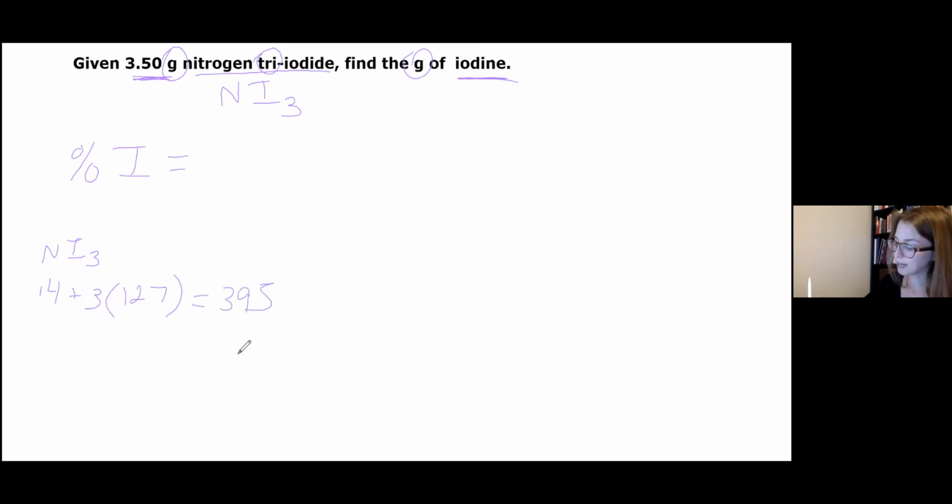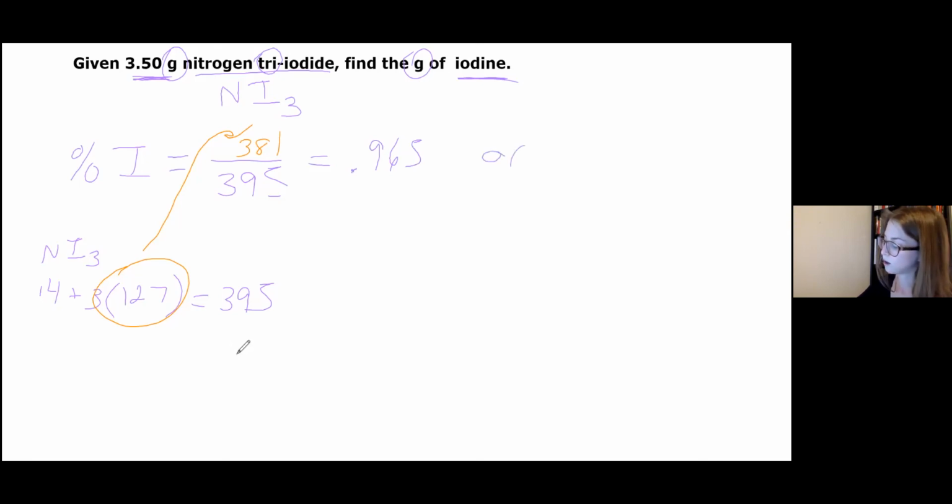So the percent that is iodine of that 395: whatever 3 times 127 is, that was what the iodine contributed. So really it's 381 of the 395. That tells me, if I do that division, that it's 0.965, or 96.5 after I multiply by 100%, iodine. So 96.5% of my 3.5 grams is iodine.